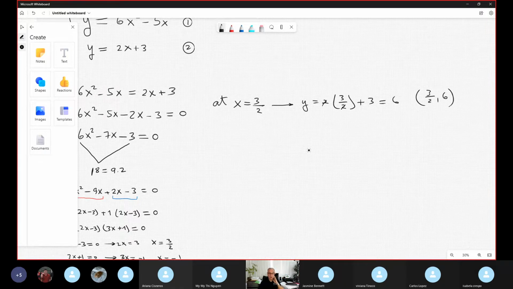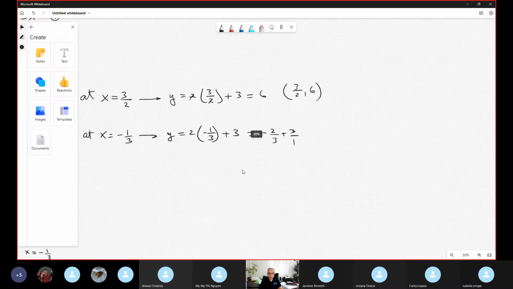And the second is similar. At x equals negative 1/3, y is equal to 2 times negative 1/3 plus 3. This is negative 2/3 plus 3. The 3 is 3 over 1, a whole number, so the least common denominator is 3. We have negative 2 plus 9, because 3 times 3 is 9, it's 7. 7/3. And the point is negative 1/3, comma 7/3.